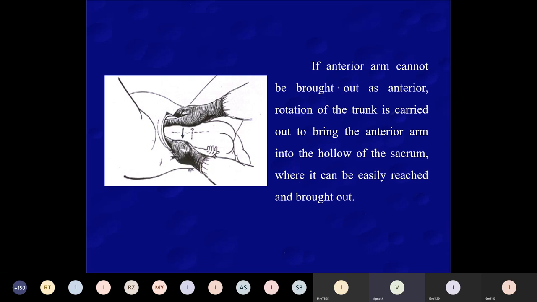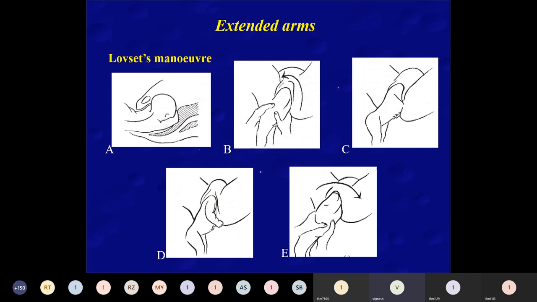Rotation and delivery. See, like this. So you have to rotate like this. Bring the anterior arm posteriorly and then deliver posteriorly. And the posterior arm is brought anterior, and again it is brought to posterior and then delivered out. So that is Lovset's maneuver.